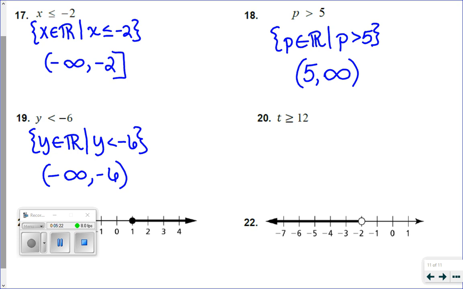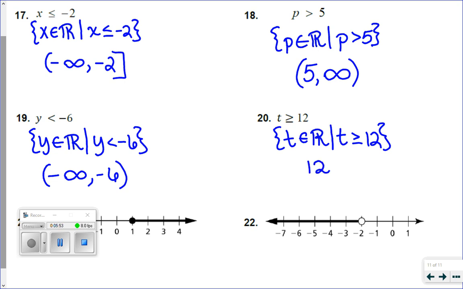Number 20, t is greater than or equal to 12, so set builder says the set of all t values in the real number set such that t is greater than or equal to 12. So there's one option, okay? That's your interval notation. I'm sorry, that's your set builder notation. And then for interval, it's t is greater than or equal to, so that would point toward the right. It's going toward positive infinity.